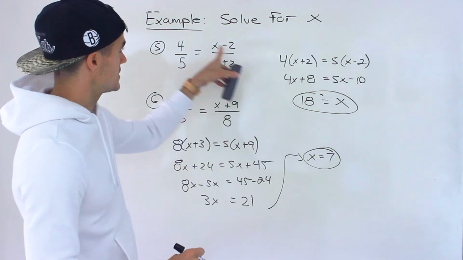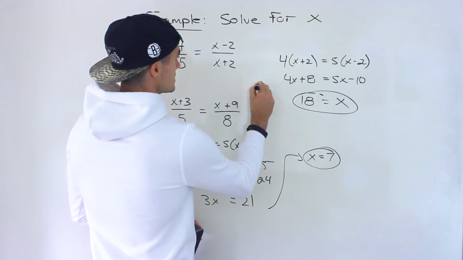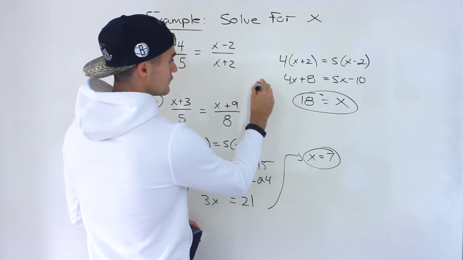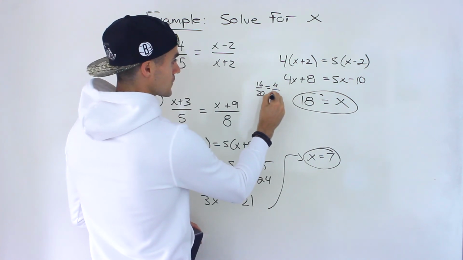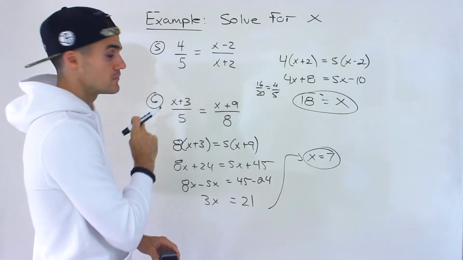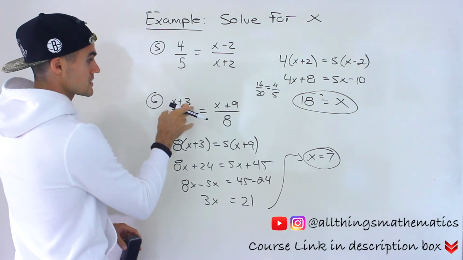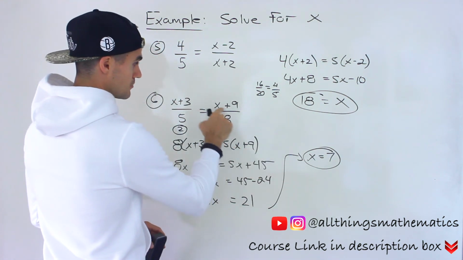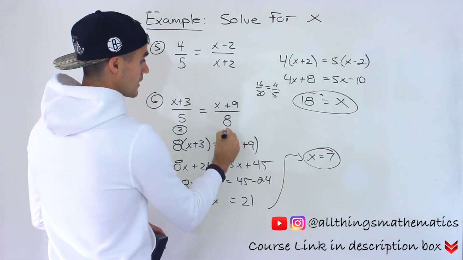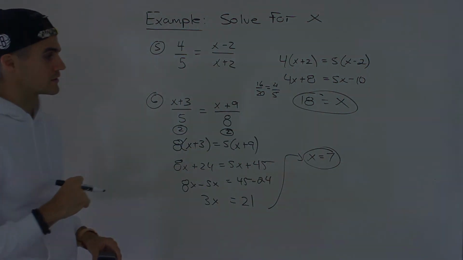So if I plug in 18 here, on the right side, I would end up with what? 16 over 20. Notice we could divide 16 by 4, which would give us 4. Divide 20 by 4, which would give us 5. Notice we get that same left side. Then over here, 7 plus 3 gives us 10, divided by 5 would be 2. 7 plus 9, 16 divided by 8 would also give us 2. So we could be pretty confident that those are the correct solutions.